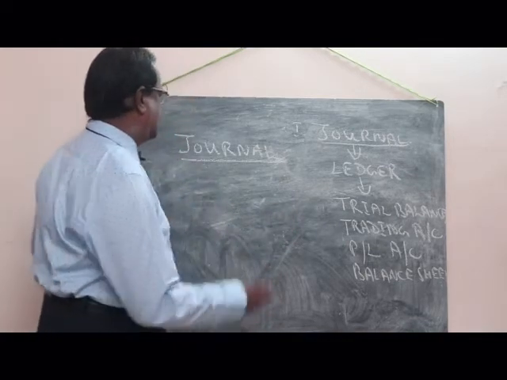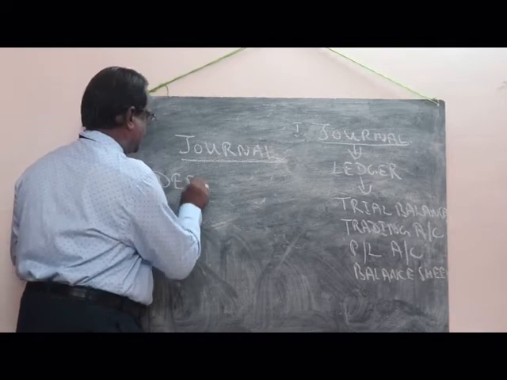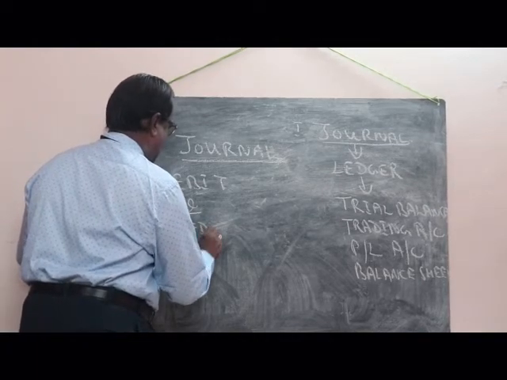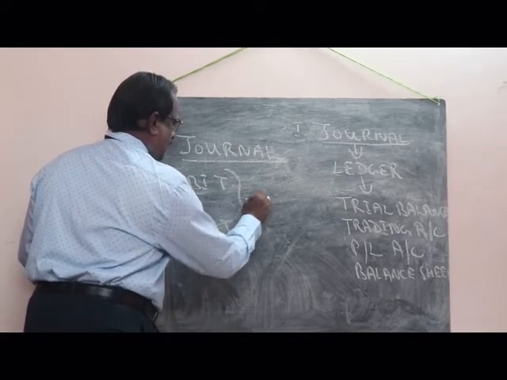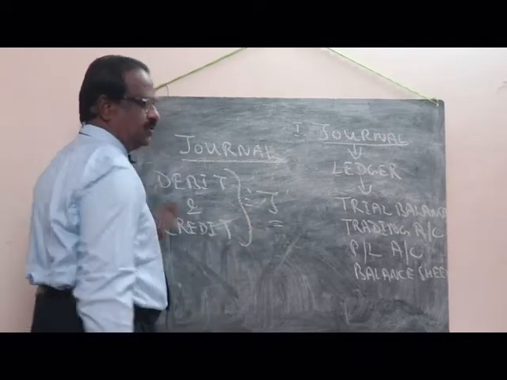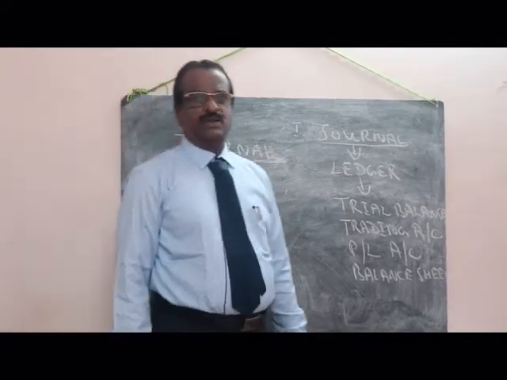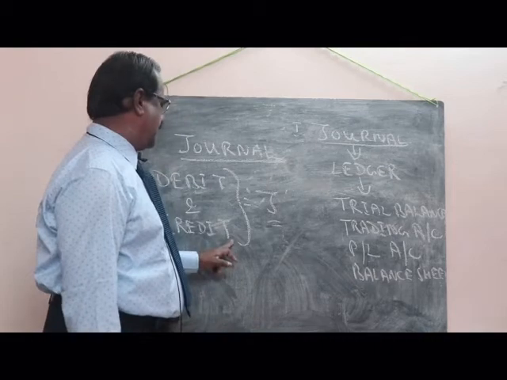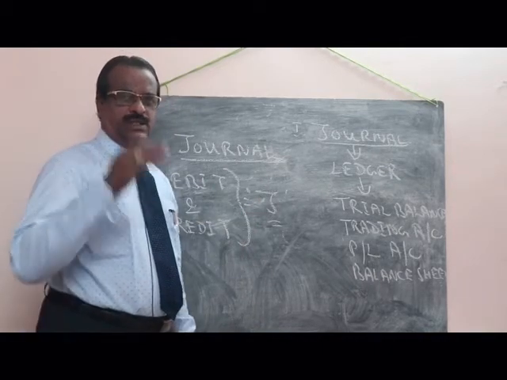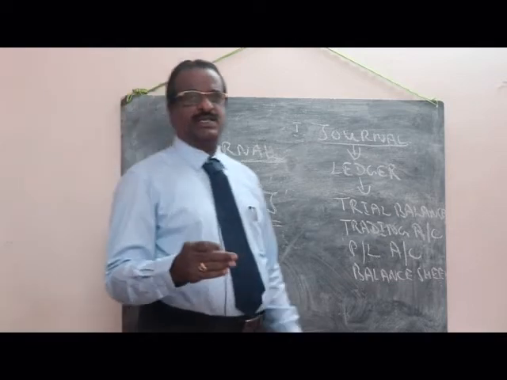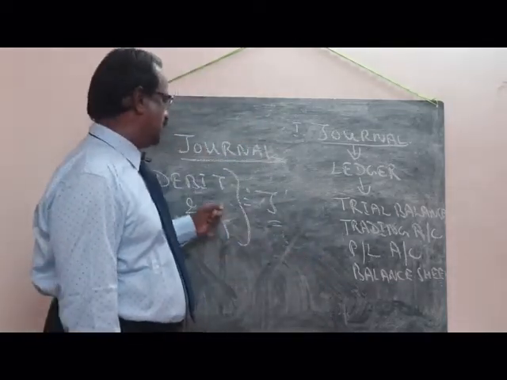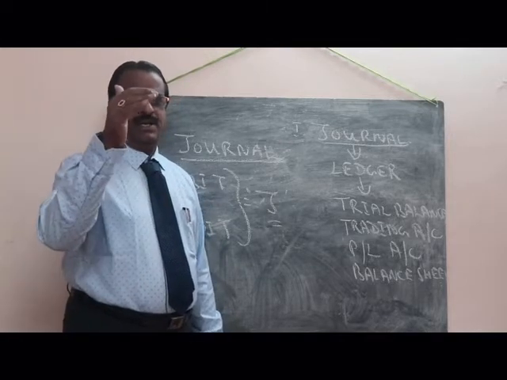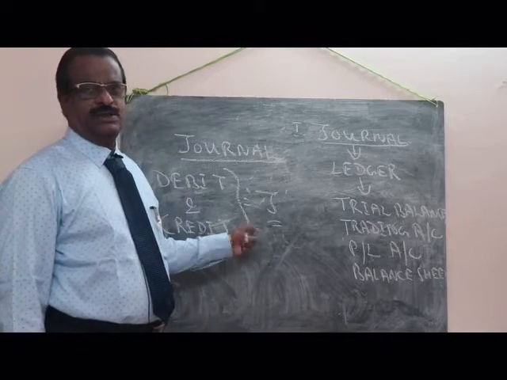So, what is a journal? Journal means debit and credit. Debit and credit is equal to journal. So you can't say only debit is journal, or only credit is journal. Journal means debit and credit. It's very, very important, so keep it in your mind.